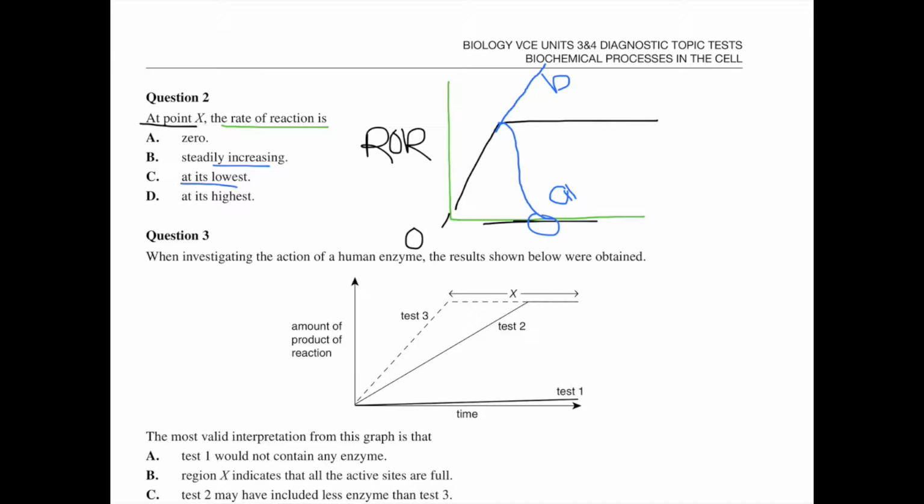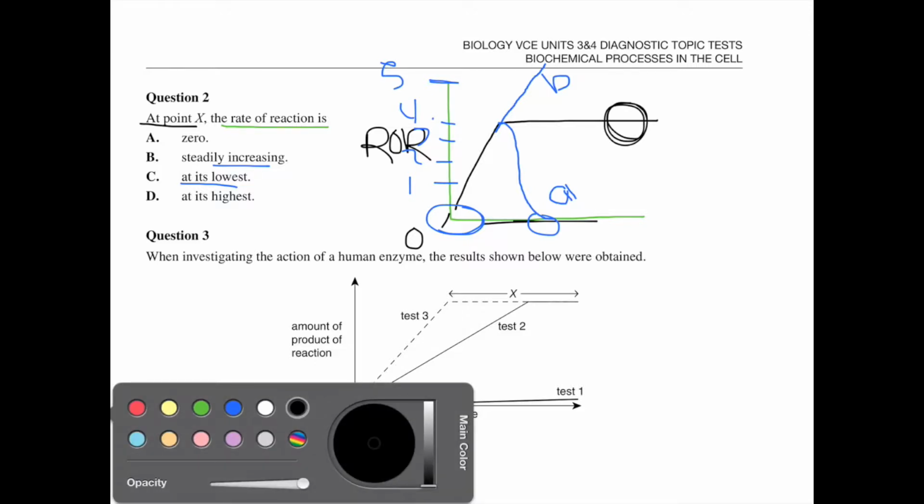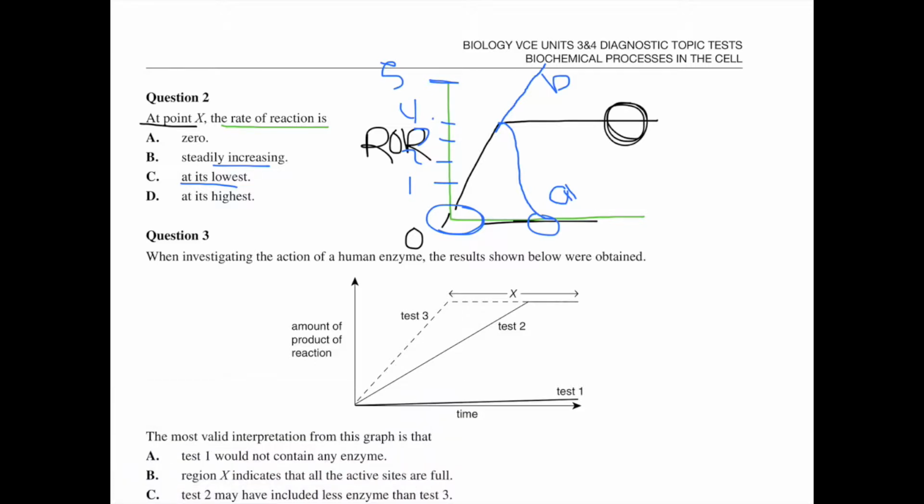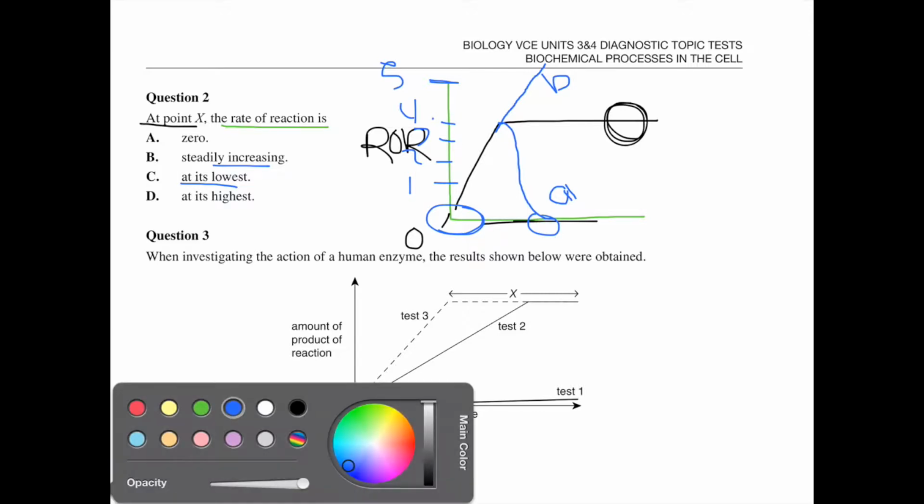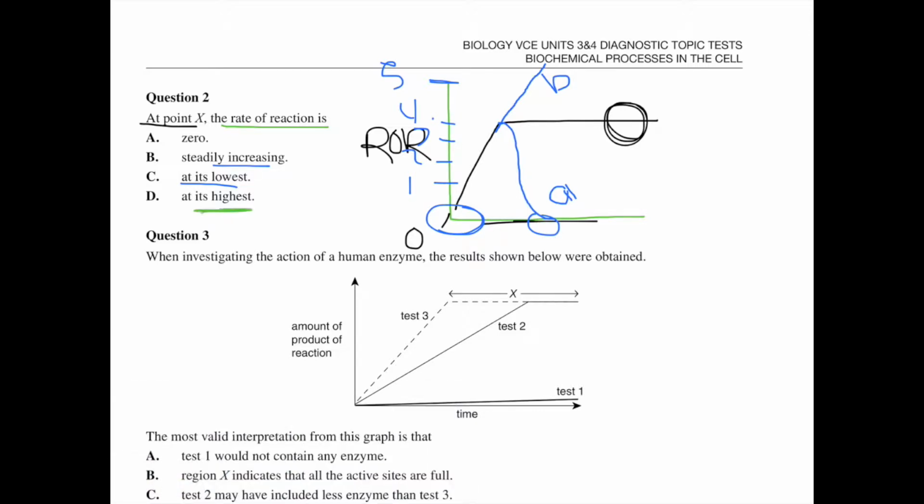Is at its lowest. So remember, this could be, let's just say this is a 5 up here. It's increasing 1, 2, 3. If it was at its lowest, it would be down here. Okay, and it's not. Point X is over here. All right. For D, is at its highest. All right, it hasn't been higher. So therefore that's point X. So that's correct. It's D.